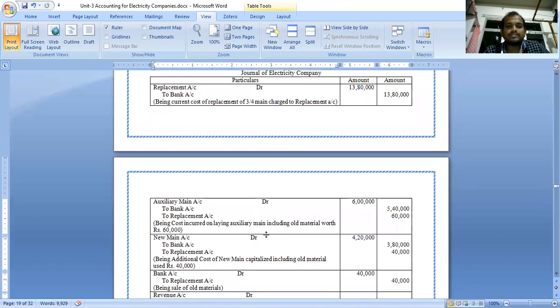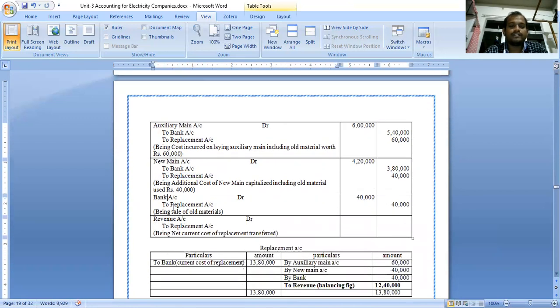If you observe these journal entries, wherever the old material is involved in the entry, that name comes as replacement account. The estimated cost of old asset to bank account, so we are mentioning replacement over here. And in auxiliary main, old asset used 60,000, so we mention it with the replacement account. In the new main, 40,000 old material we used for renewal purpose, so we mentioned replacement account. Sale of old material, we realized, bank account debit.